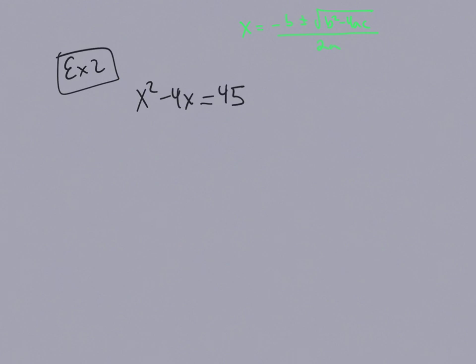All right, let's try another. This one will go faster. x squared minus 4x equals 45. I've got to get it to equal 0 first, so I'm going to subtract 45 from both sides. And we get x squared minus 4x minus 45 equals 0. So then we're going to find a, b, and c. a is 1, b is negative 4, c is negative 45.